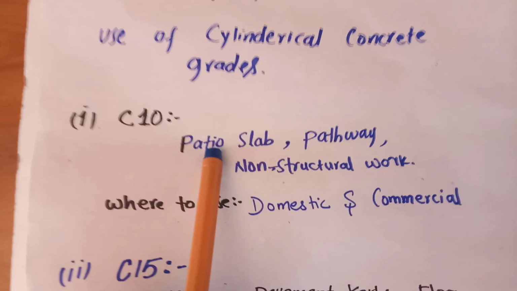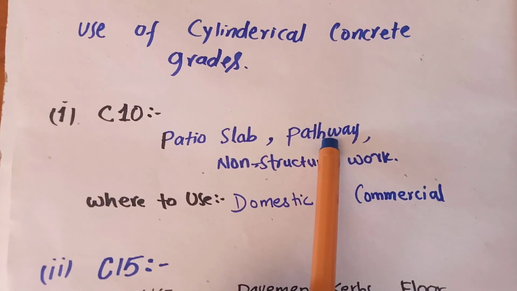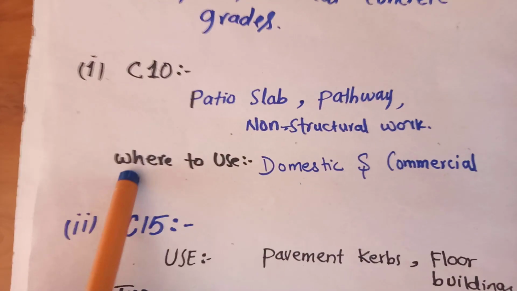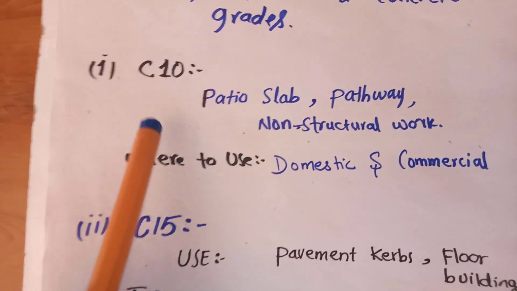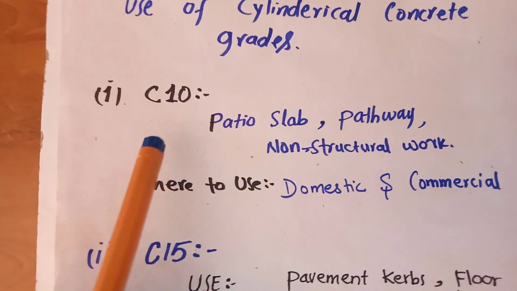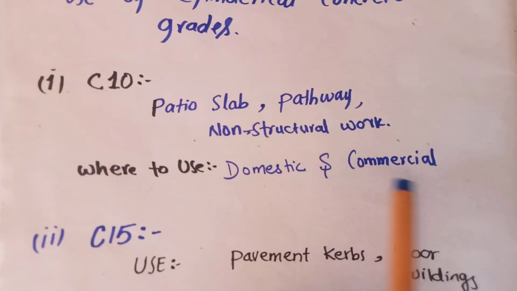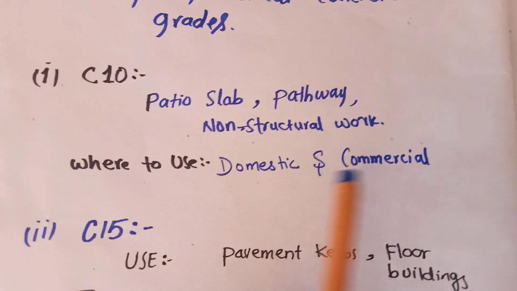Number 1, patio slabs. Number 2, pathway. Number 3, non-structural work. So where can we use them? C10 is used for both domestic purpose and commercial purpose.